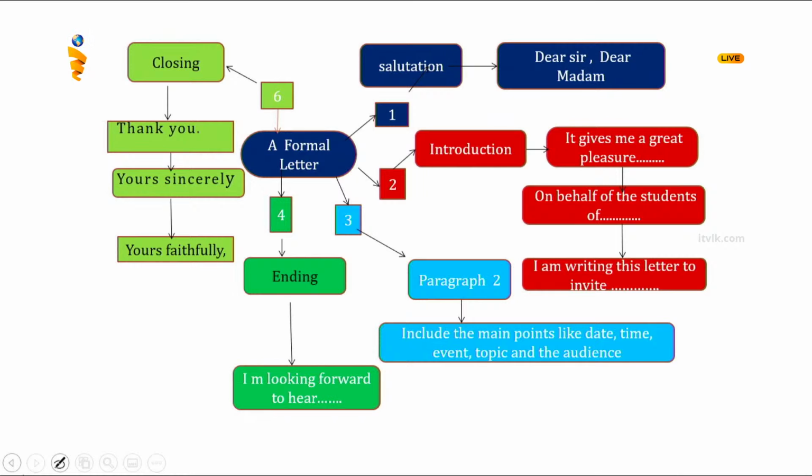When you write yours sincerely, yours faithfully, there's no apostrophe after R. Yours. Sometimes most of our children make that mistake. Don't write an apostrophe there. Yours. Y should be capital and S should be simple, and a comma should be there. And yours faithfully. And you can write your name and the designation.